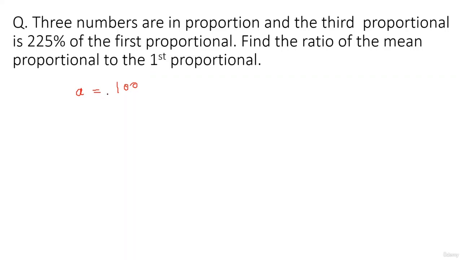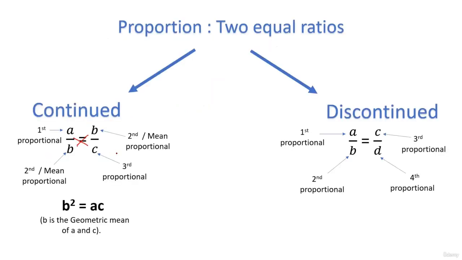The third proportional is 225% of 100. Any x percent of 100 is always x. So basically the third proportional c will be 225 itself. If you're not comfortable, you can also calculate: 225 upon 100 into 100 will be 225 itself, right? So now the mean proportional b square will be a into c, as we saw previously. For continued proportion, b square is equal to ac. The exact same thing we're going to apply now.